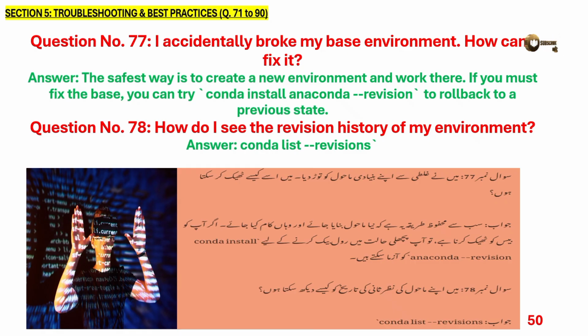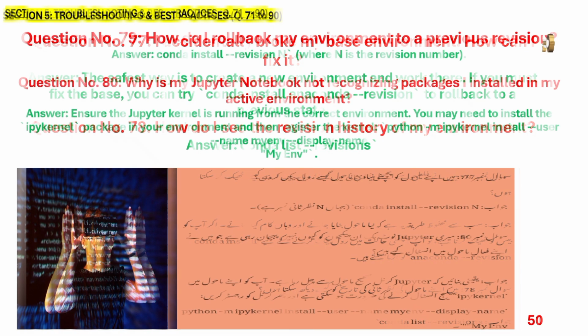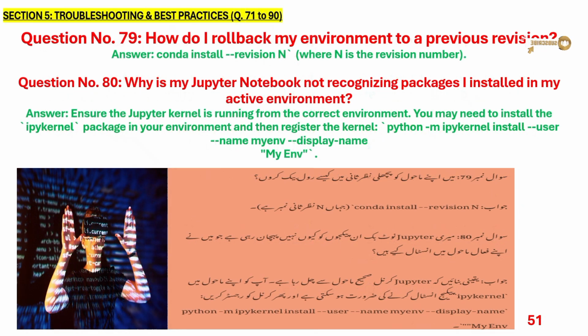Question number 76. What is the .condarc file? Answer. A configuration file for Conda, typically located in your home directory, where you can set channels, proxy settings, and other preferences.